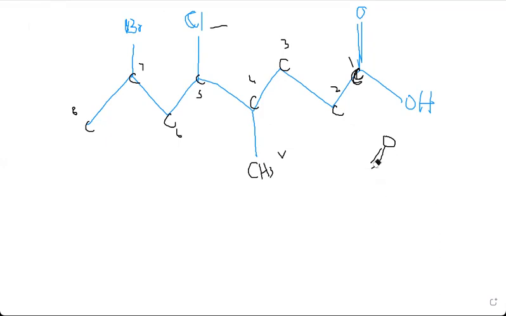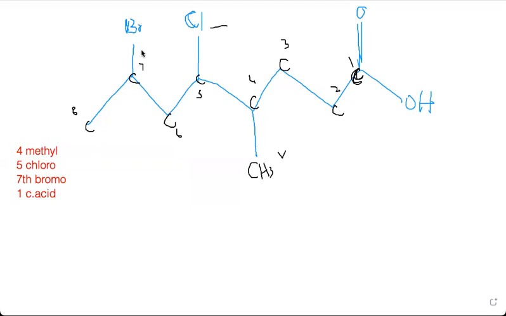Okay, now let's name the chain. Let's see what is present in the chain. We can make a list first. In the chain, at 4 we have a methyl. At the fifth carbon, we have chloro. At the 7th carbon, we have bromo. What else do we have? Then we have carboxylic acid at the first carbon. Anything else? 1, 2, 3, 4. No. So what will be the name of the chain?